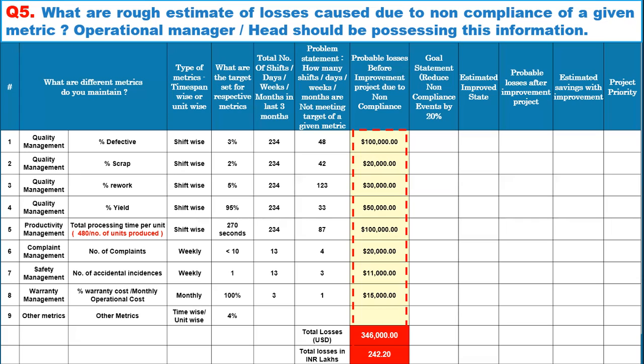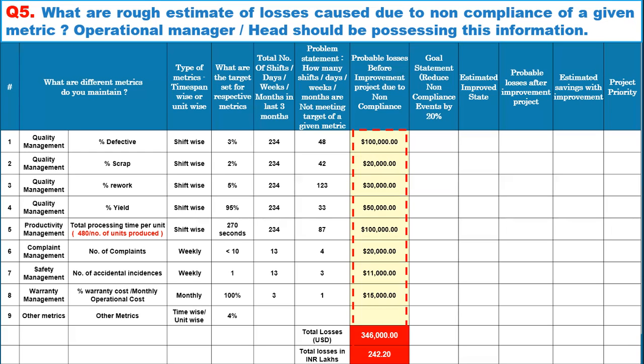And total losses at the bottom, you could see in a red highlighted cell. It's an accumulation of the total losses. Again, these are rough estimated numbers. There might be a few chances that the numbers will differ here and there, but this is the rough estimation that the company does face, losses of around 3.46 lakhs or $346,000. That is what they are losing.